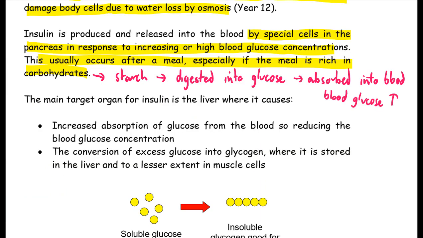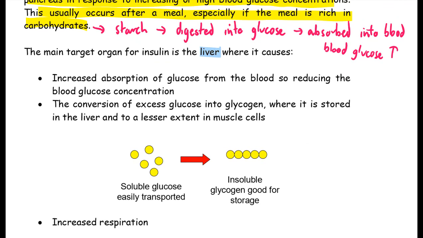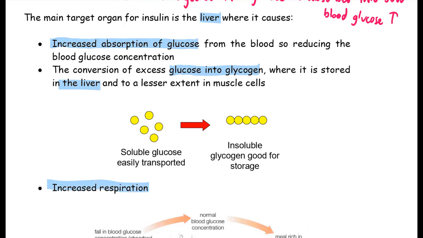Now, as we're saying here, the main target organ for the insulin is the liver, where it causes, now it's really important that you know these three things. Increased absorption of blood glucose. It converts glucose into glycogen, where it's stored in the liver. And also, there's more respiration that takes place. Now, this is probably a good place to remind you that the equation for respiration is glucose plus oxygen, which produces carbon dioxide, plus water. So, if there's more glucose available, more respiration can take place.